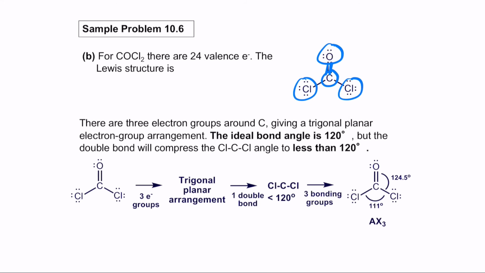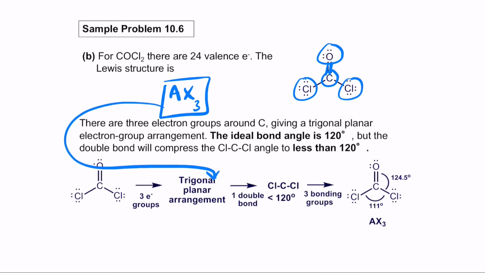So which means that there is AXE. There are 3 surrounding atoms, so AX3, and there are no electron pairs. E is 0. So the structure is AX3. The ideal structure for this is trigonal planar. But because there is a double bond, the angle will be less than 120 degrees, which is about 3 bonding groups, which gives you an AX3 structure.